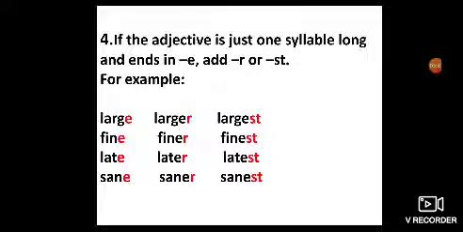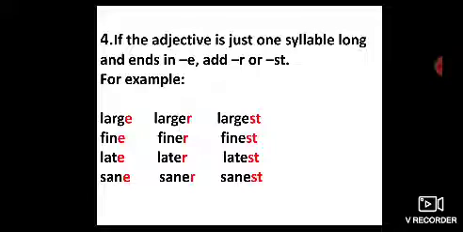Next rule. If the adjective is just one syllable long and ends in E, add R or ST. For example, here you can see the adjectives which are ending in E. So to change into comparative, simply R will be added, and ST will be added to change into superlative. Large. This adjective is ending in E, so the rule is, when it ends in E, you need to only add R, like large, larger and largest.